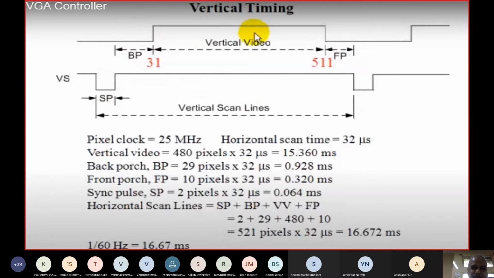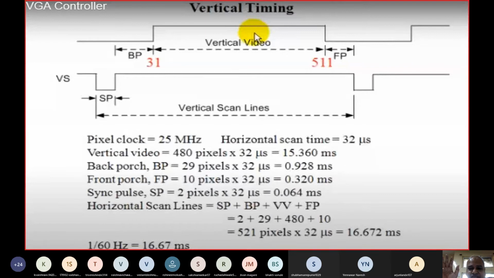So let's see, your pixel clock is 25 megahertz. Then obviously the horizontal scan time required will be 32 microseconds. That means this is the time that will be required for taking the signal from one end to the other end. In CCIR, you know that 64 microseconds are required for the entire line. Here, as there are 2 frames per second, this comes out to be 32.